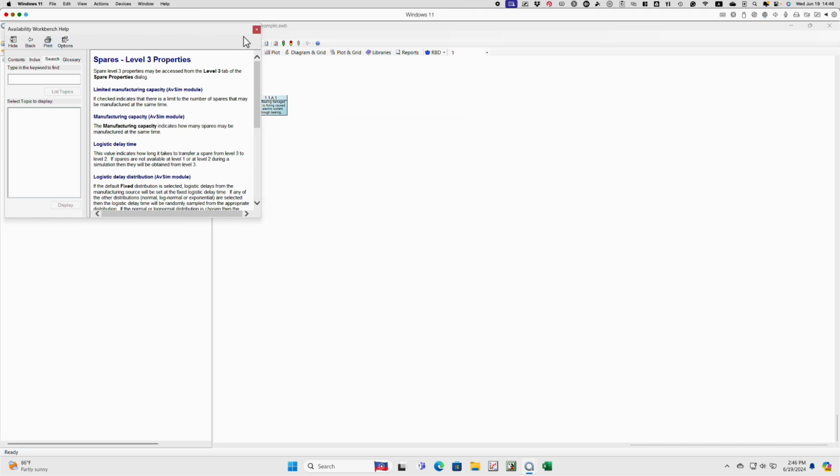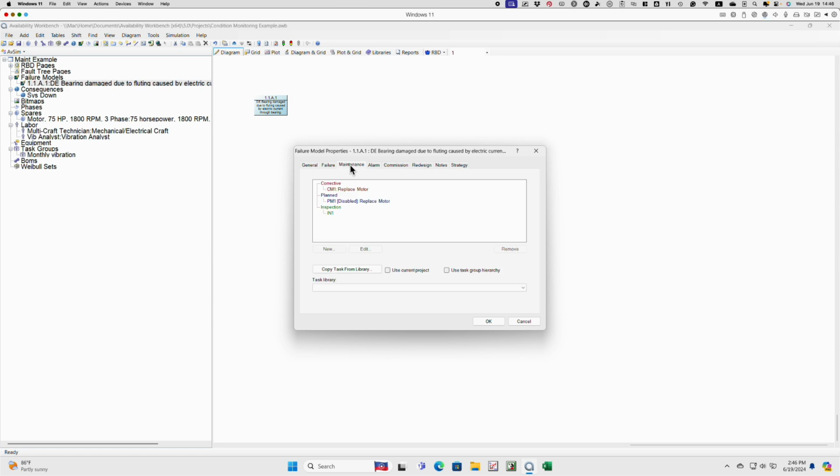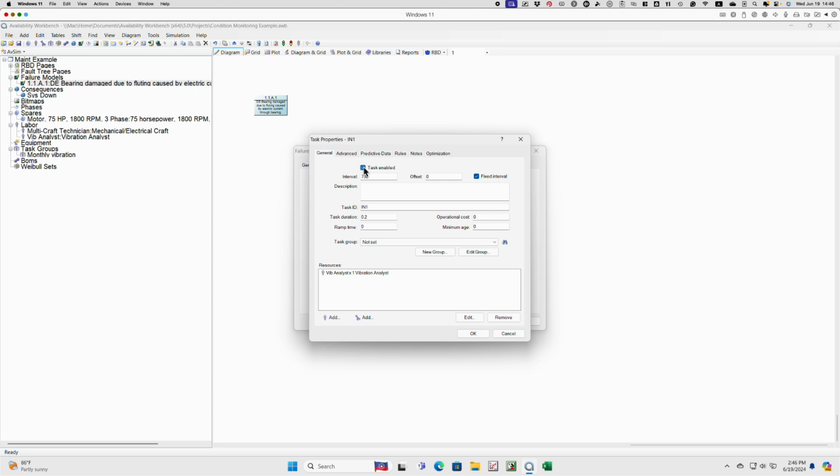So now let's go run the model and we'll see what the impact of no maintenance. Let's make sure the maintenance is turned off over here. So we've got our PM turned off. Whoops, our inspection is still turned on. So let's go turn it off. We'll disable that task, give it an OK.